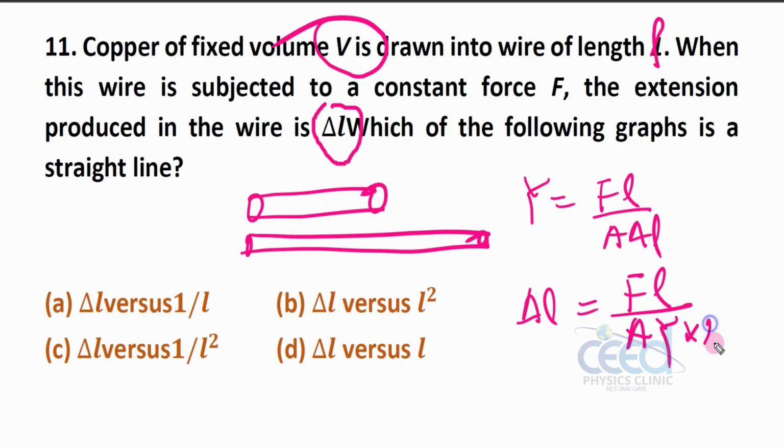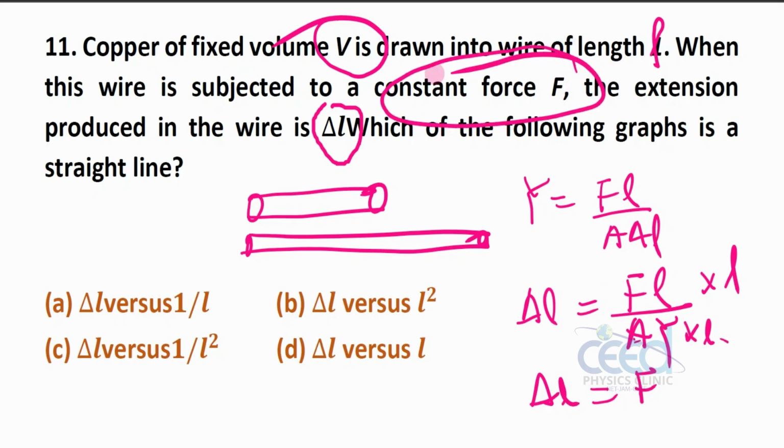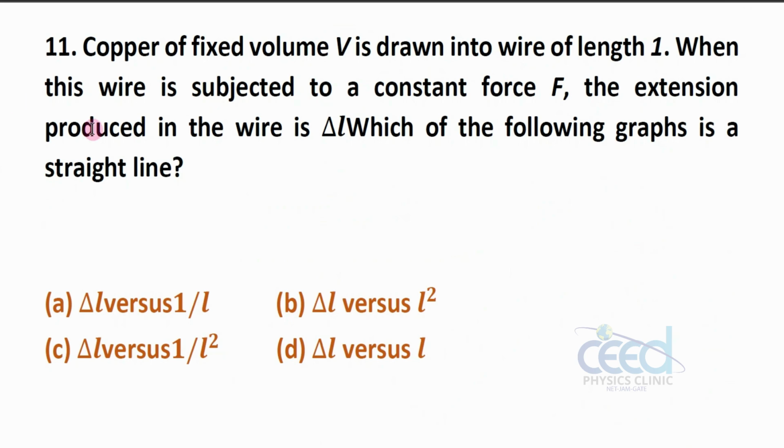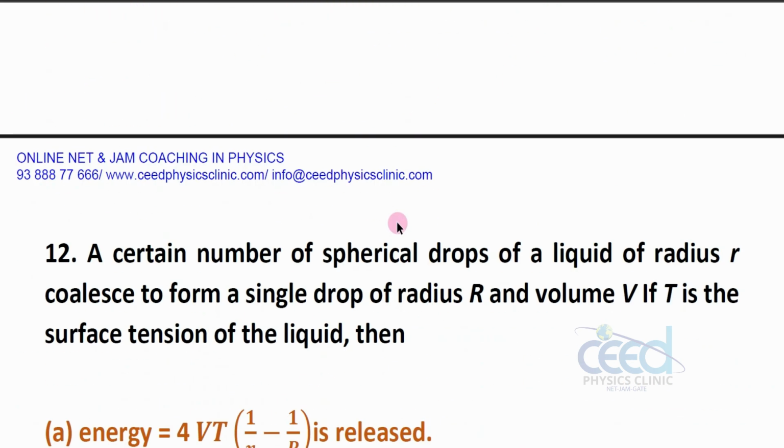So let me write L here and L here. Area into length gives the volume, and the force F is constant, as already informed. Then delta L is F times A into L, that is volume, so L square. Young's modulus of a particular material is always a constant. So delta L is proportional to L square only, which produces a straight line. So delta L versus L square is a straight line. Understood?